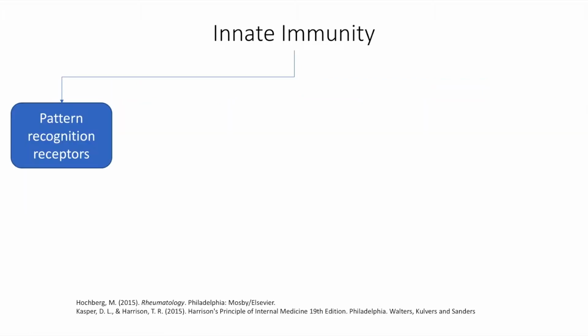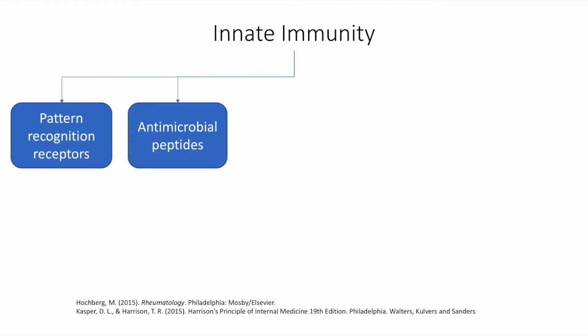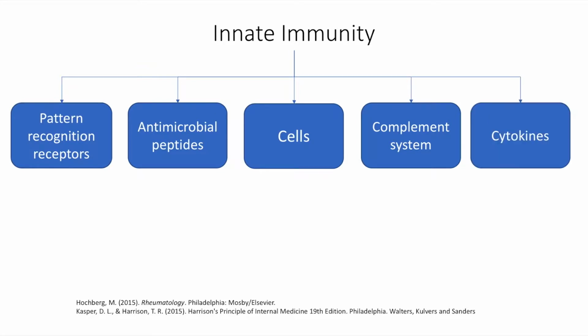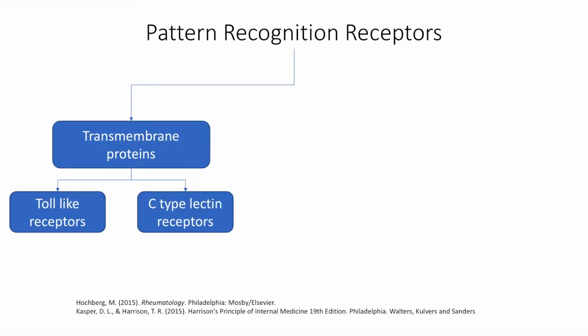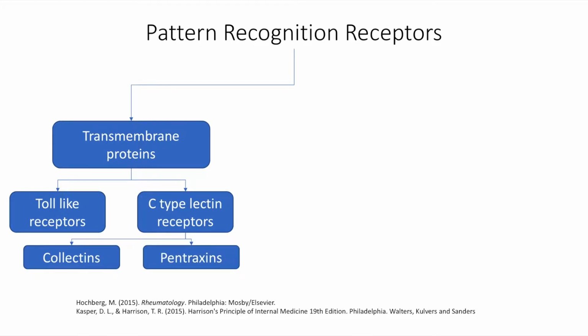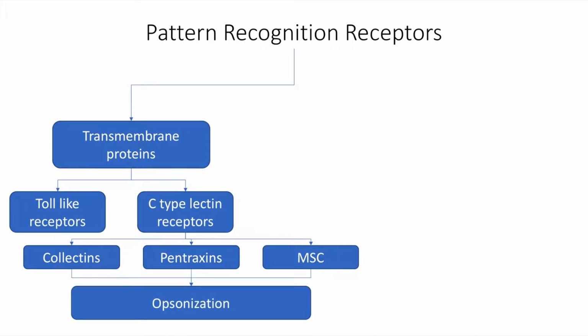Innate immunity consists of pattern recognition receptors, antimicrobial peptides, cells, complement system, and cytokines. The pattern recognition receptors could be transmembrane proteins, in which case they can be toll-like receptors or C-type lectin receptors. The C-type lectin receptors are further subclassified into collectins, pentraxins, and MSCs. All these collectively deal with opsonization.